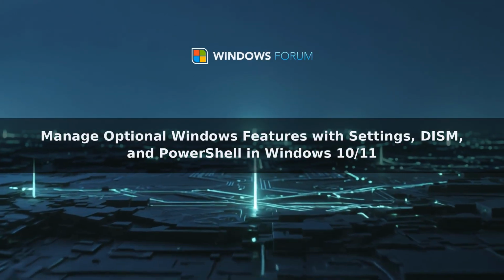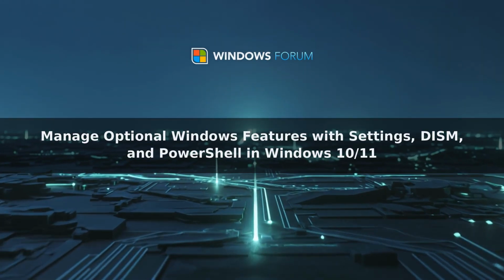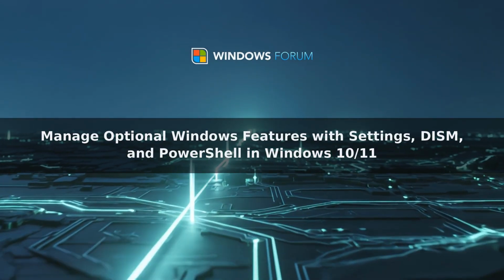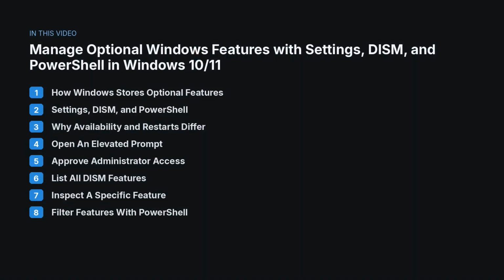If an optional Windows feature is missing, disabled, or won't install, here's how to inspect it precisely with Settings, DISM, and PowerShell in Windows 10 and 11. You'll see how Windows tracks built-in components, where their installation files come from, and why availability can differ between PCs. Then you'll use administrative tools to list and filter features before checking Windows Update, Edition, and version details.